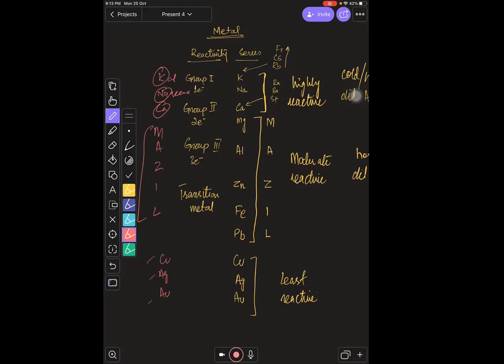But I prefer you to learn in this way: group 1 first in reverse form, then group 2 in reverse form, then group 3, and then transition metals. And you can learn this measure to remember these 3 elements over here, right? Is that right, Bacho?